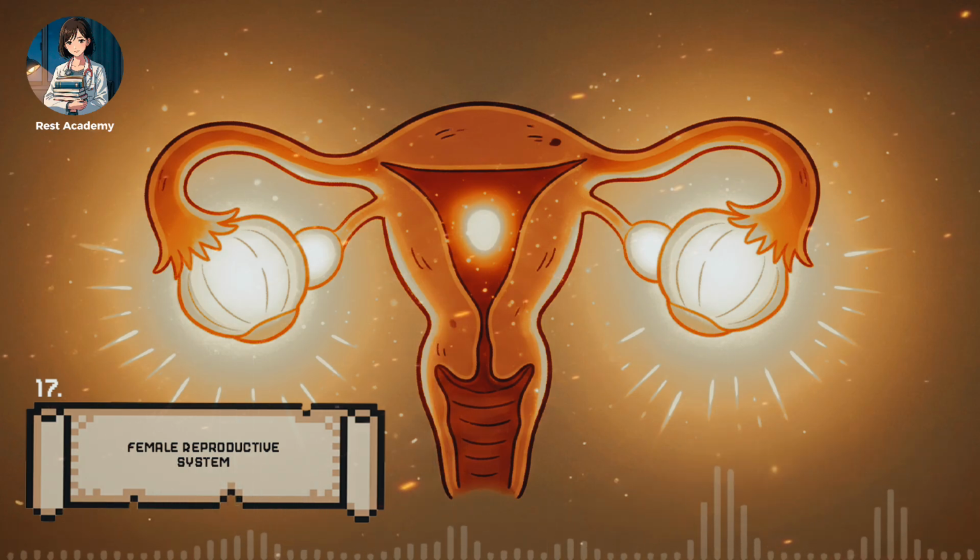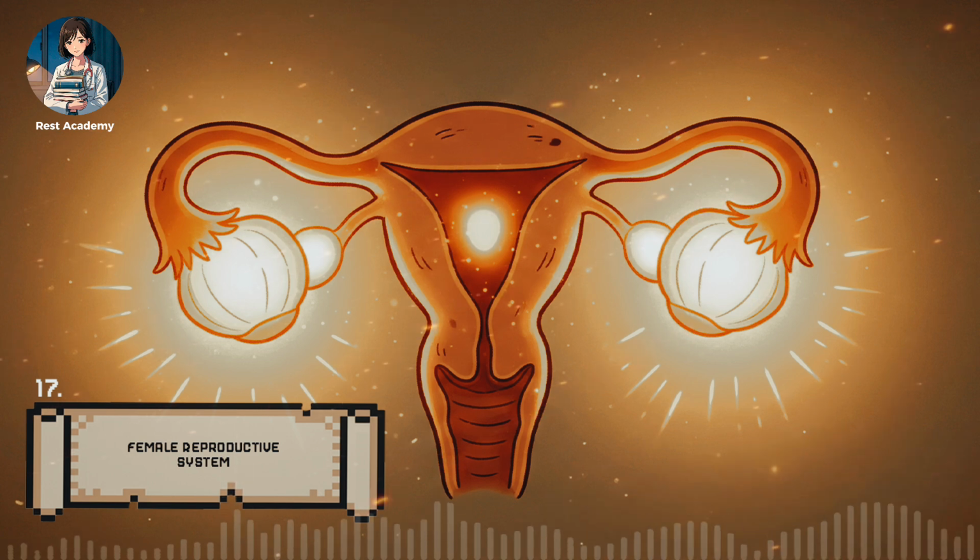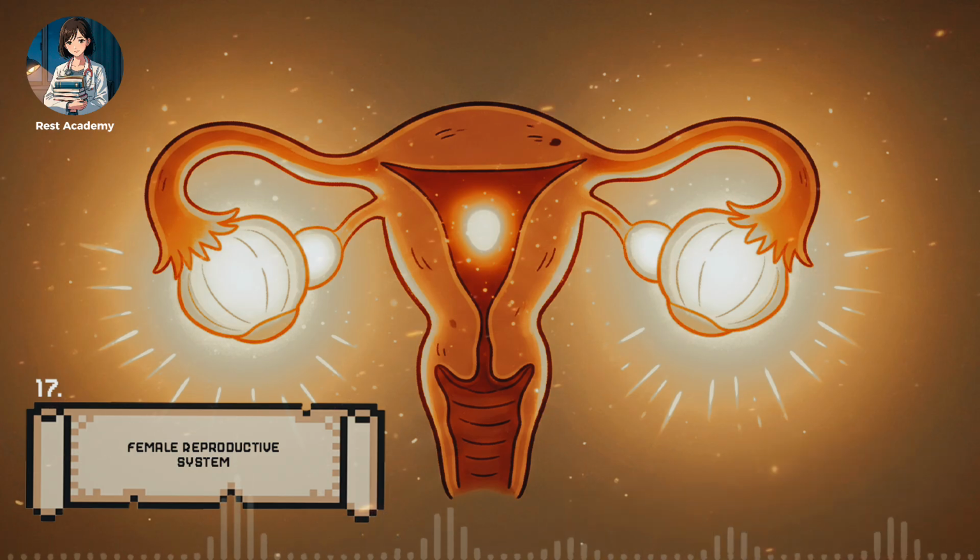The outer covering is perimetrium, a serosal layer continuous with peritoneum. In most adults, the uterus tilts forward, anteverted, relative to the vagina, and bends forward, anteflexed, at the internal os. Variation is normal, and position can change with bladder or rectal filling and with life stages.